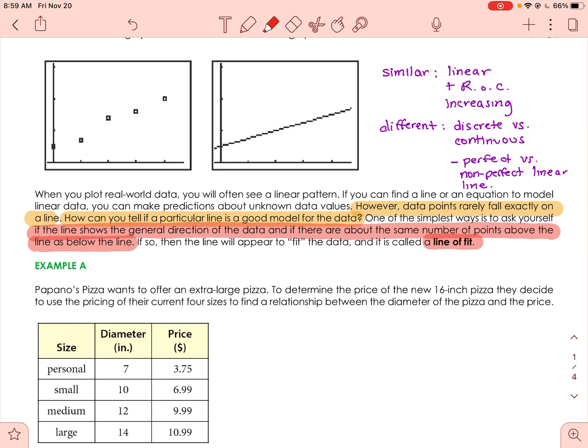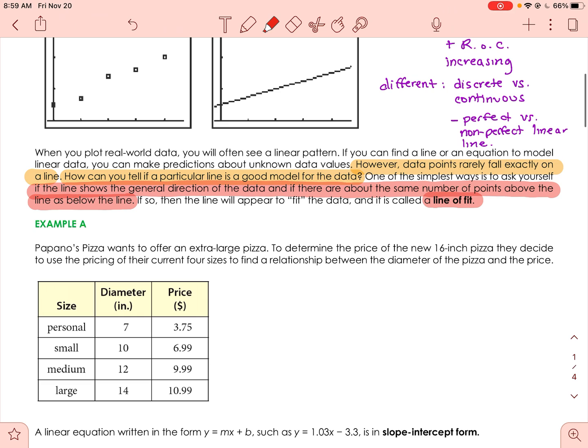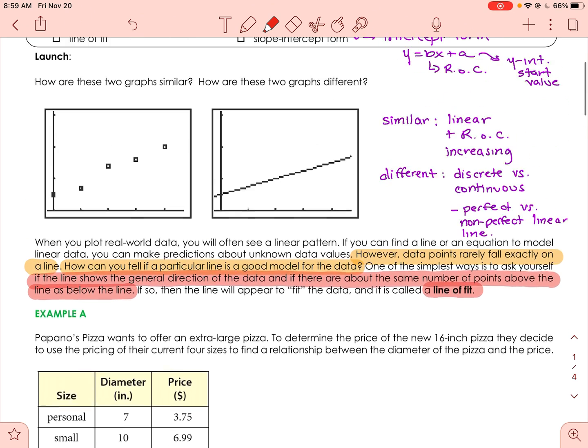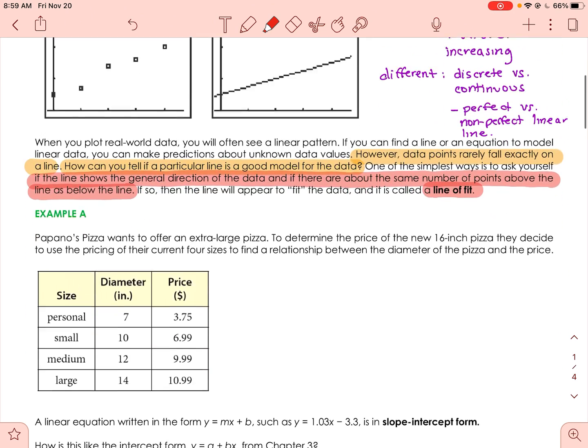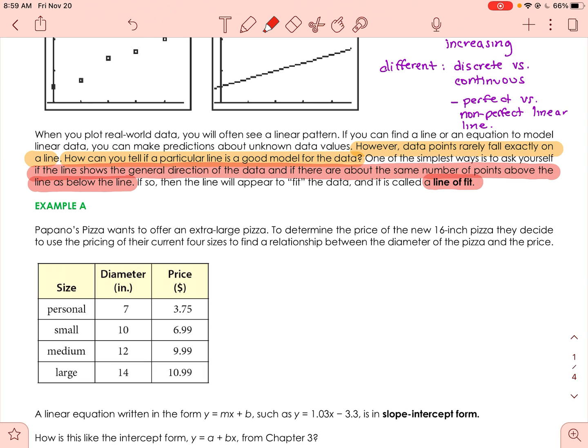So we're going to take a look at some of our examples and talk about how to come up with this line. We're going to use Desmos to come up with this line, and then we're going to talk about what this slope-intercept form is. So let's take a look at example A.